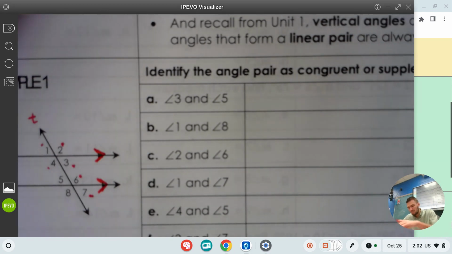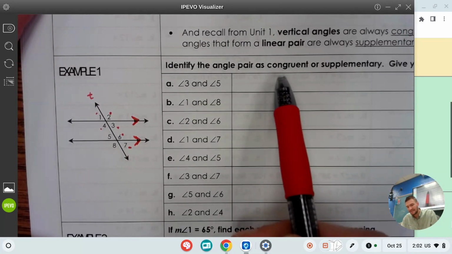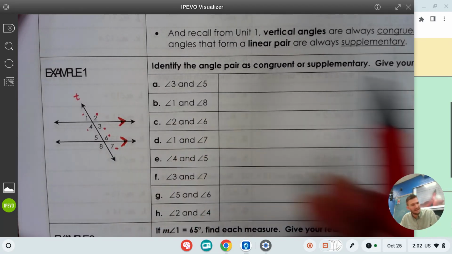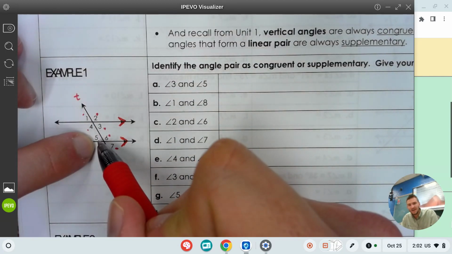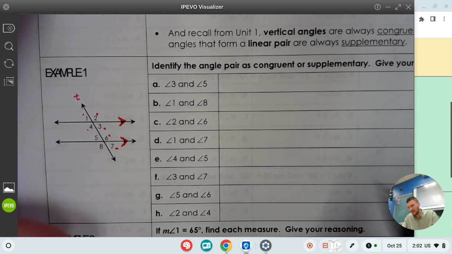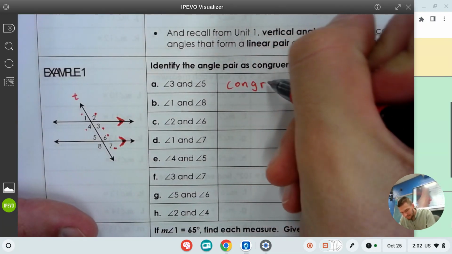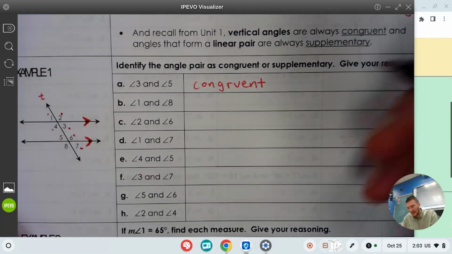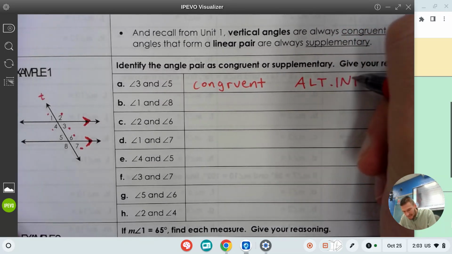So, really easy here. It says identify the angle pair as congruent or supplementary. Okay? So we've got 3 and 5. I see 3 and 5. Do you think these are exactly the same angle, or do you think they're going to add up to make 180? These are looking congruent to me. I agree. Congruent. And why? I would say because these are alternate interior.